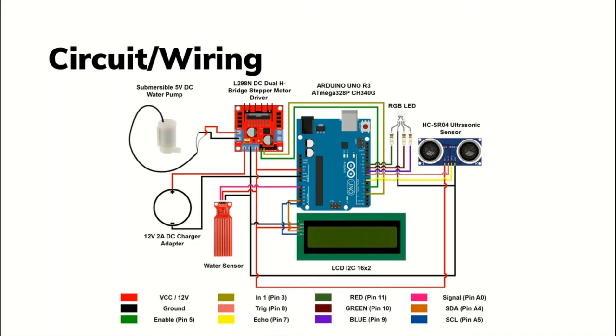Next is the ultrasonic sensor. The trig pin is connected to the digital pin number 8 of Arduino, and the echo pin is connected to the digital pin number 7 of Arduino Uno.